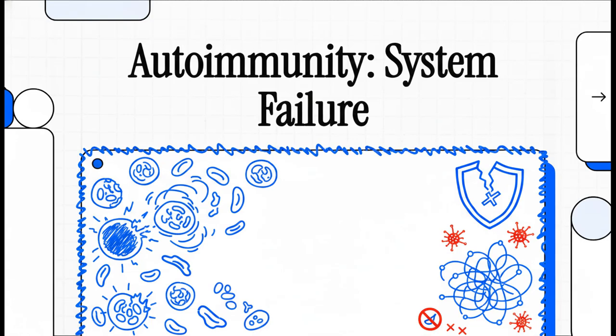Welcome to The Explainer. Today, we're diving into a genuinely fascinating topic. What actually happens when the body's highly advanced defense network just breaks down? We're going to explore the incredible and sometimes chaotic world of immunology, taking a close look at how our internal safeguards operate and, more importantly, how they fail.